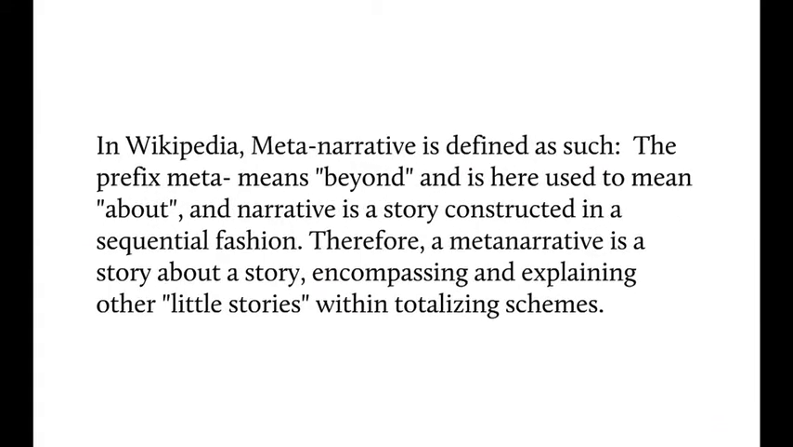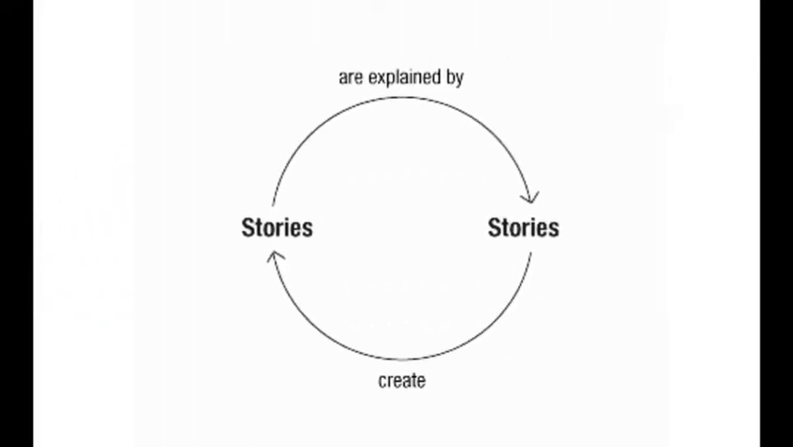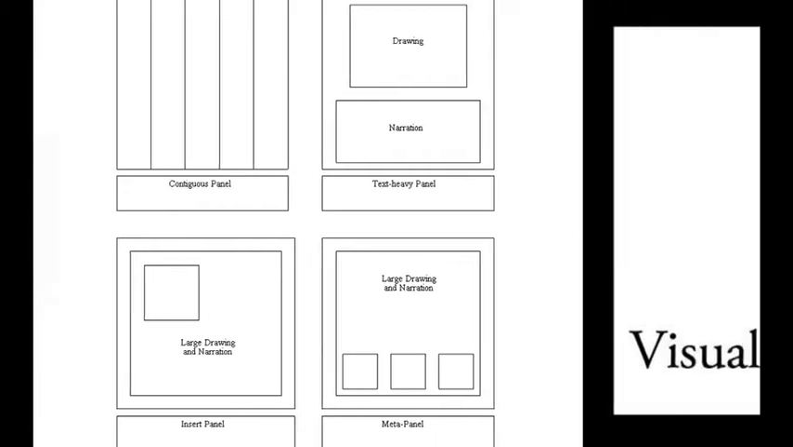On Wikipedia, meta-narrative is defined as such: the prefix meta means beyond and is here used to mean about, and narrative is a story constructed in a sequential fashion. So a meta-narrative is a story about a story, encompassing and explaining other little stories within totalizing schemes. To summarize, we will use the comic book medium, aka visual language, to develop a story within a story. So this is a good point to begin the instructions for the assignment.